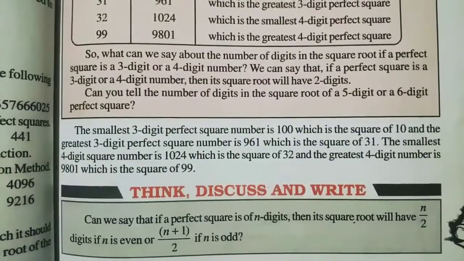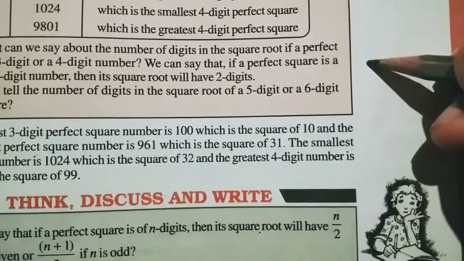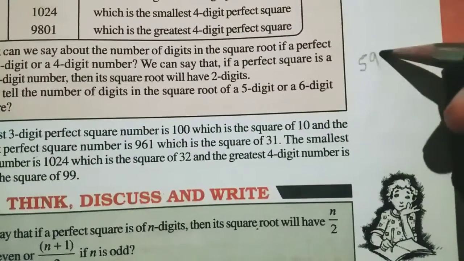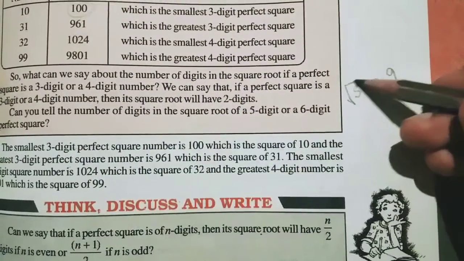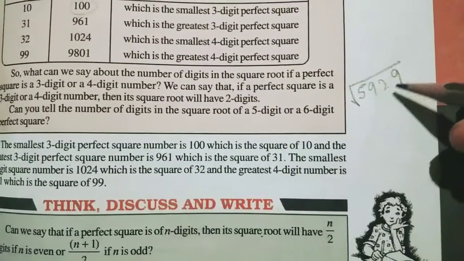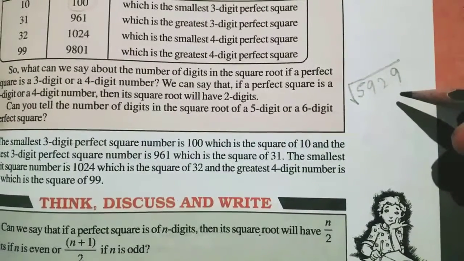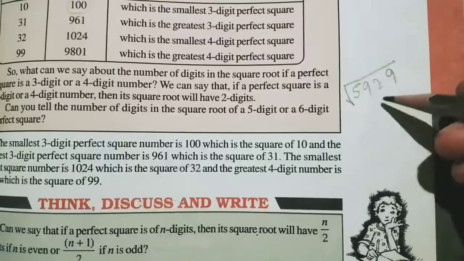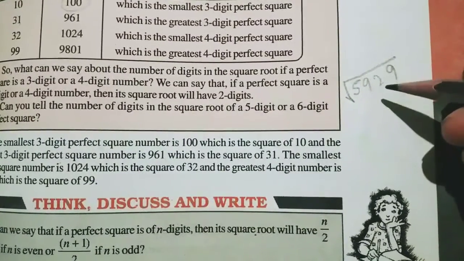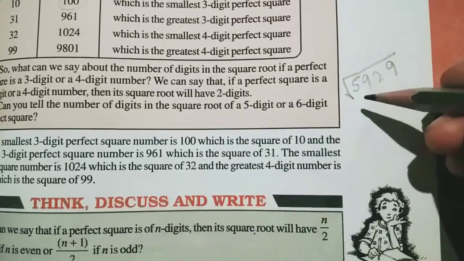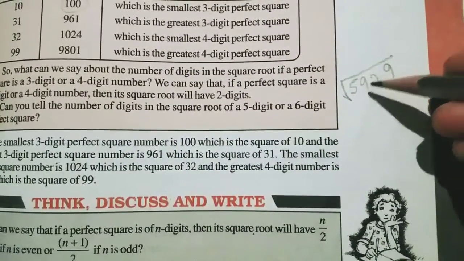Okay. Suppose I am writing 5929. Here this is a perfect square. We have to find out the square root of this number. So when we find the square root of this number, how many digits will it contain? We can find the square root by prime factorization method, then we can know how many digits are there in the square root. But without finding the square root, how can you know how many digits will be there?